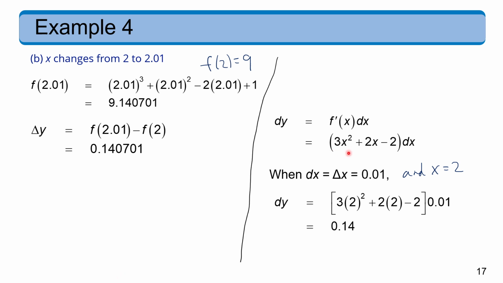So into our formula here, we're going to replace these two x's with 2, which you can see there. And then we replace this dx with 0.01. Simplifying this, which again would be fairly straightforward to do by hand, we get 0.14. And again, we can compare the value we got for dy with the value we found for delta y. Again, they're approximately equal, which they should be.